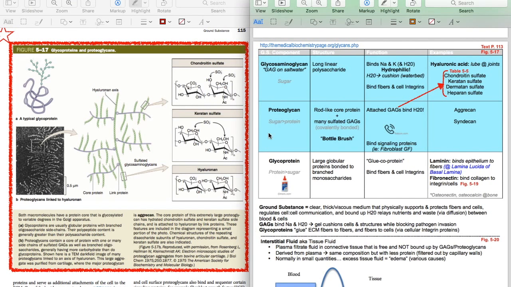Okay, so hyaluronic acid on this table is this huge long polysaccharide sugar chain. Long chain of sugar. It's huge. And then this picture chooses to show proteoglycan complexes bound onto hyaluronic acid. So by itself, hyaluronic acid or hyaluronan or hyaluronate, all the same thing, is just this huge long sugar chain.